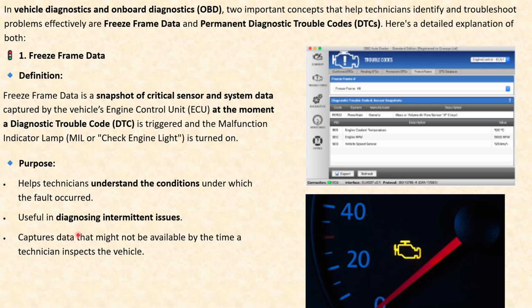It is also useful in diagnosing intermittent issues, as it captures data that might not be available by the time a technician inspects the vehicle. The purpose of this is to capture the data and to ensure that the data is available to the technician when he scans the vehicle.